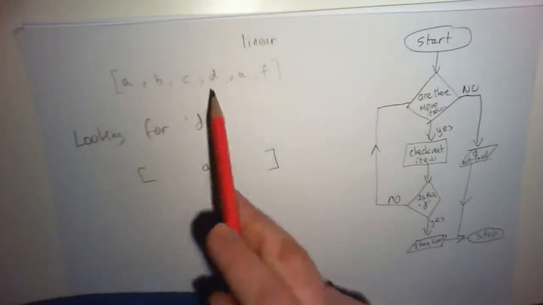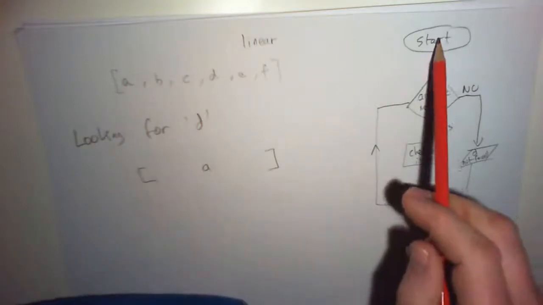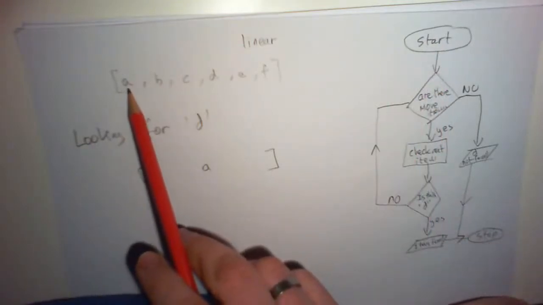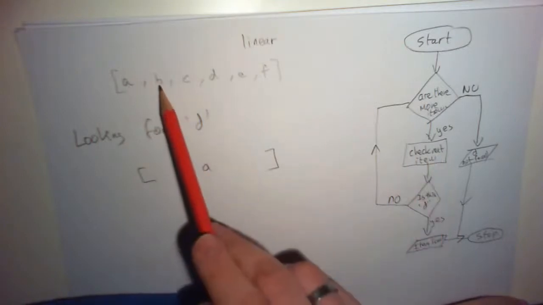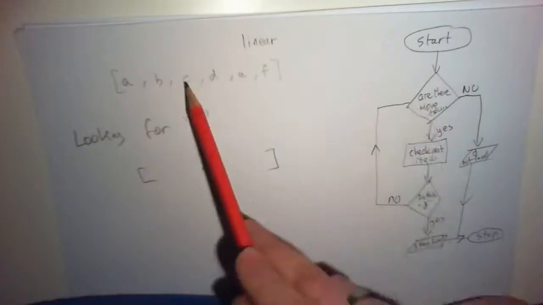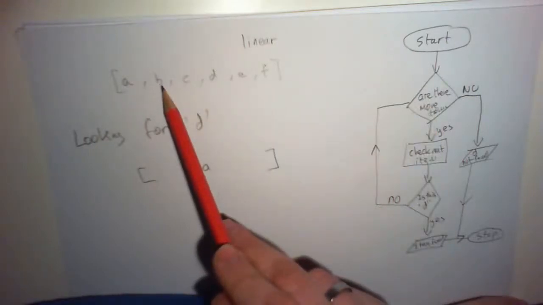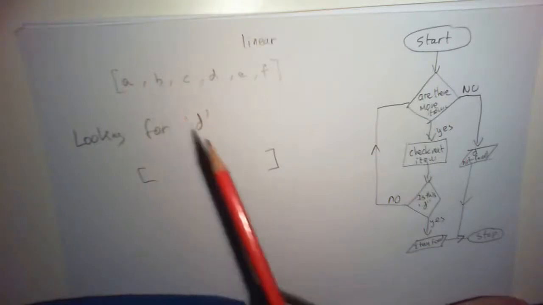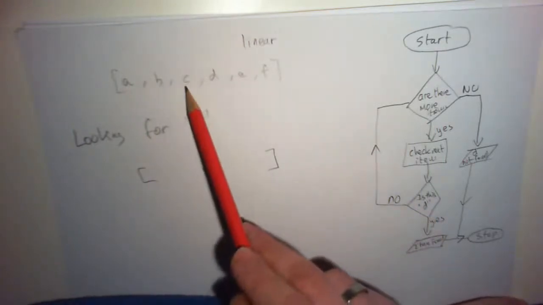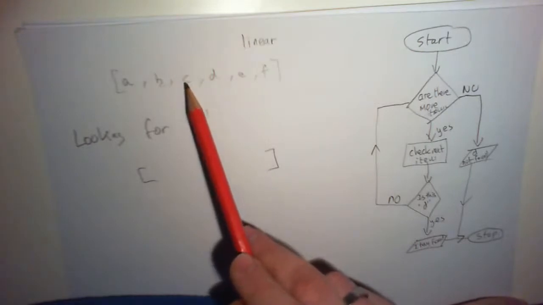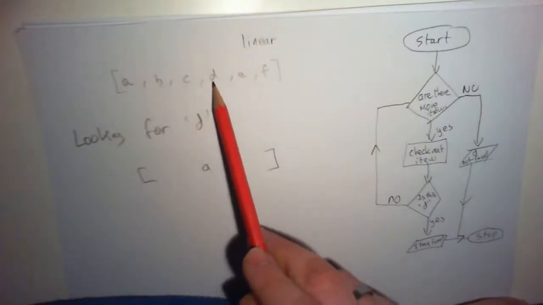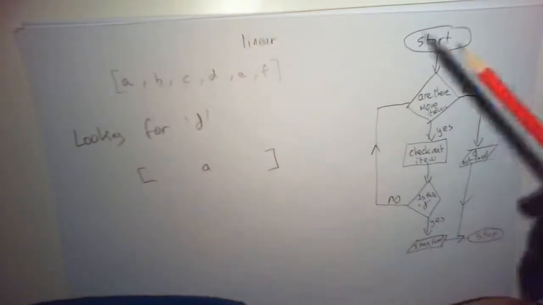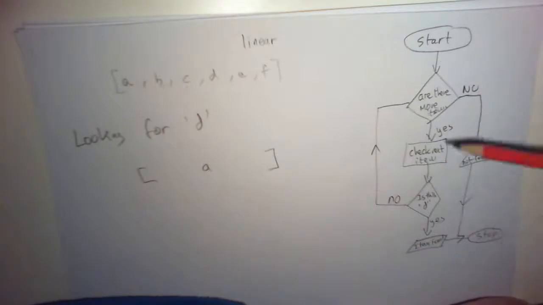So let's assume now we're looking at this one. Okay. So let's start. We go in. Are there more items? Yes. Check the next item. Is this D? No. Go back. Are there more items? Yes. Check the next item. Okay, it's not D. No. Go back. Same thing. Are there more items? Yes. Check. No. Move. And then it catches it on that one. So this is what's happening all the time.